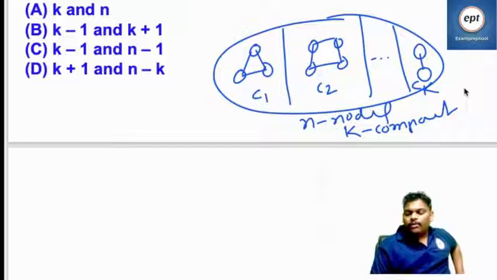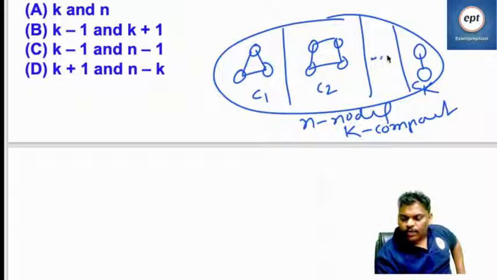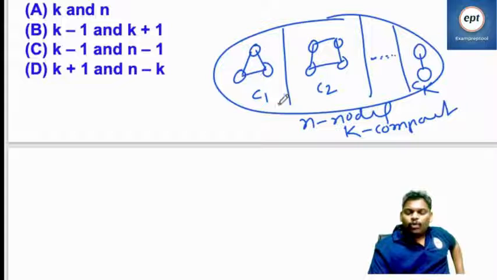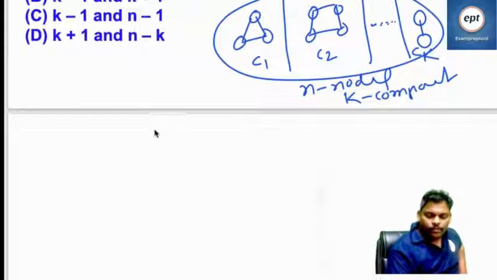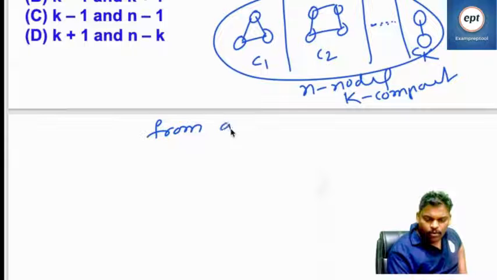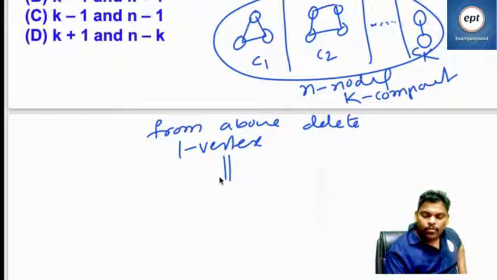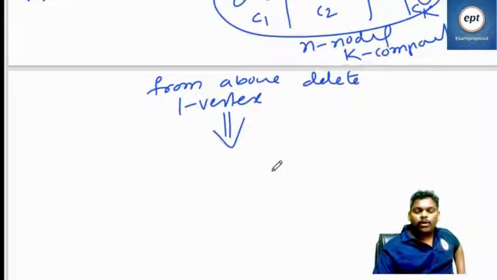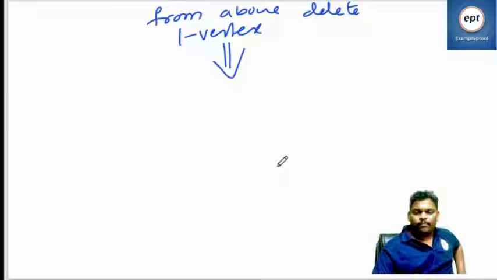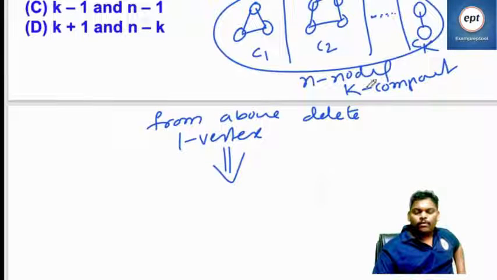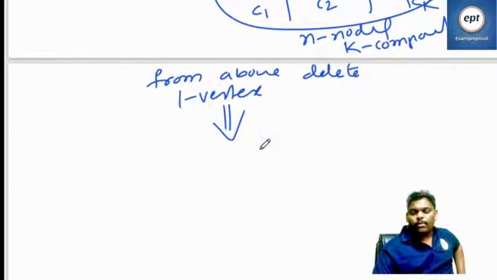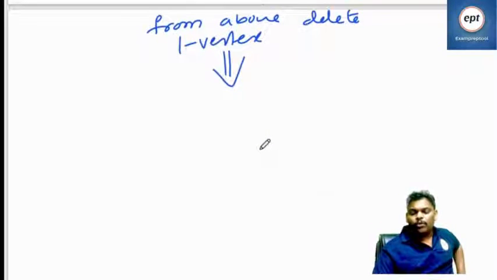And he is saying, if I delete one vertex from the above graph, how many components can come? Minimum components how many can come? Maximum components how many can come?